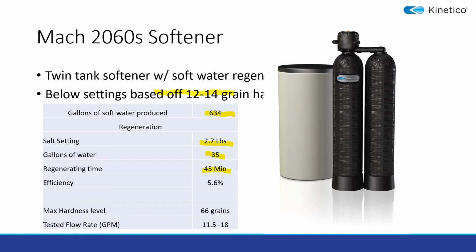Now remember, because of the twin tank operation, the regeneration time is not an issue. When the one tank is regenerating, the other one will be in operation producing soft water. The efficiency setting is 5.6%. And what this refers to is the amount of water used in the regeneration compared to the amount of water produced. The unit has a max hardness level of 66 grains and has a tested flow rate of 11.5 to 18 gallons per minute flow.